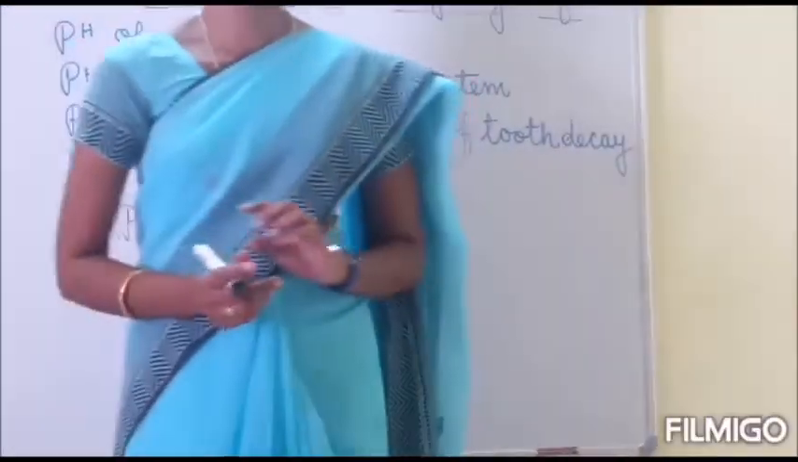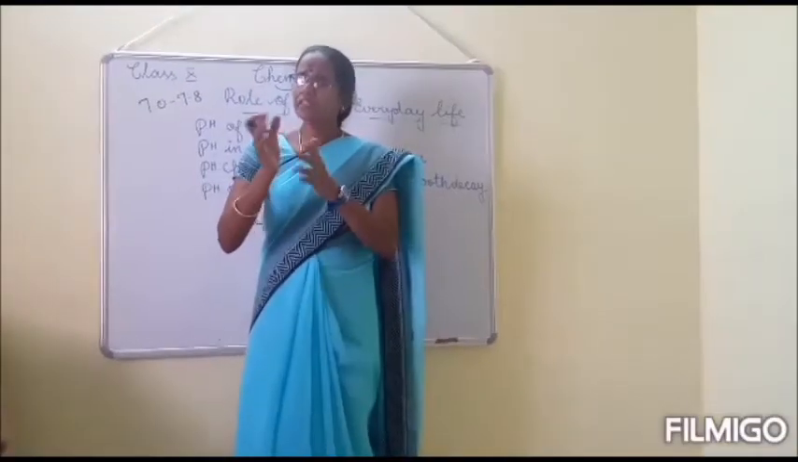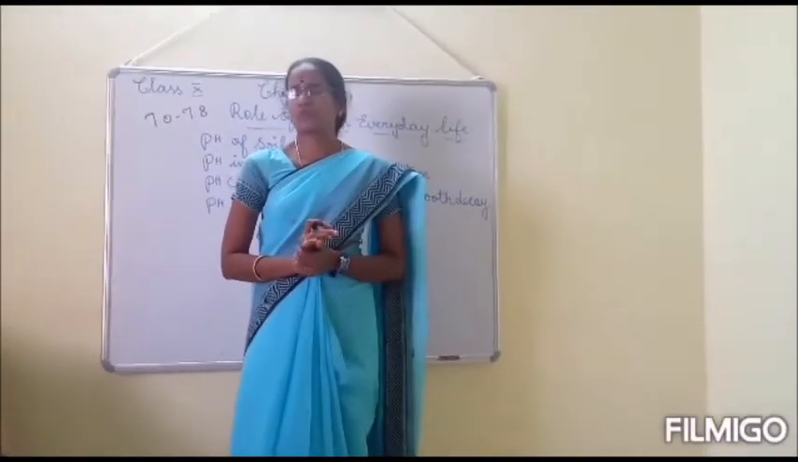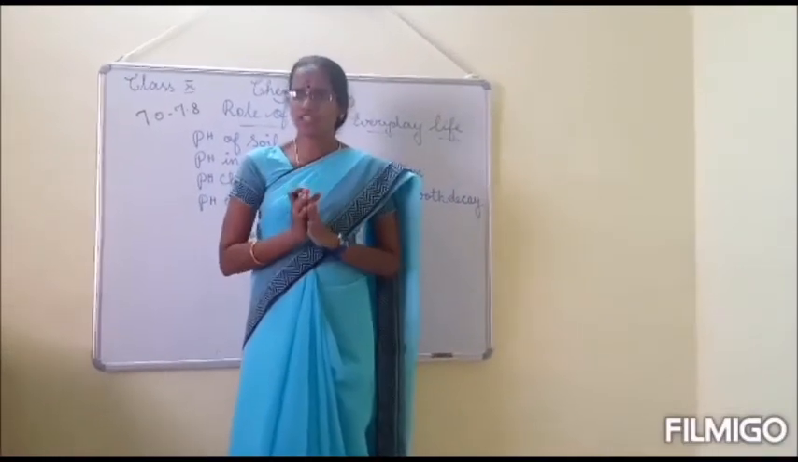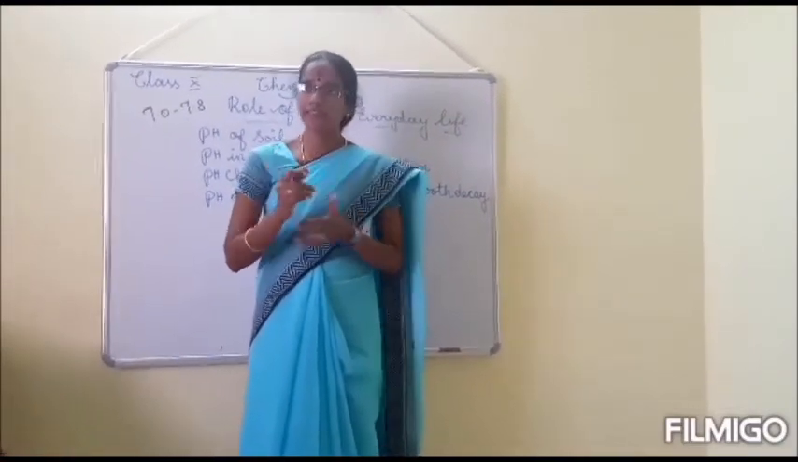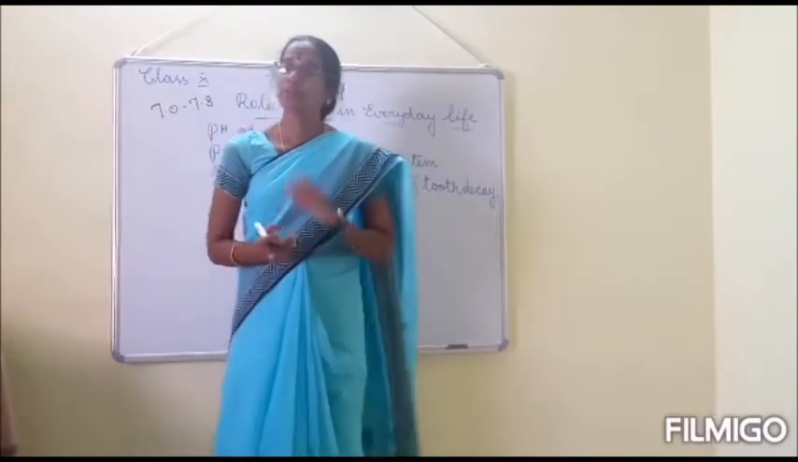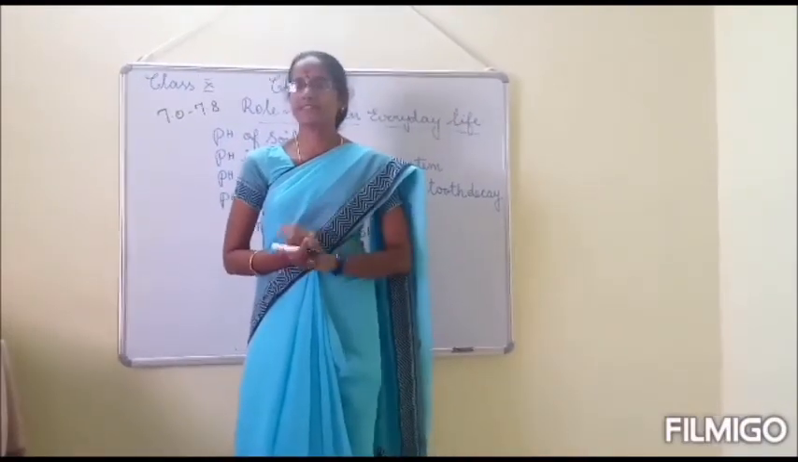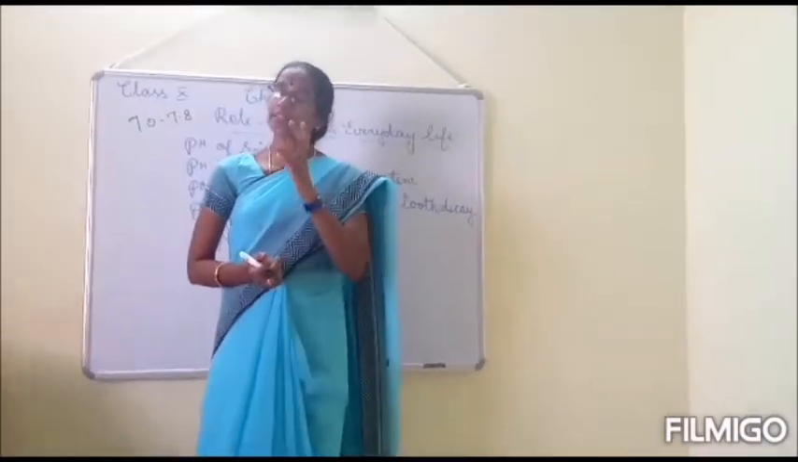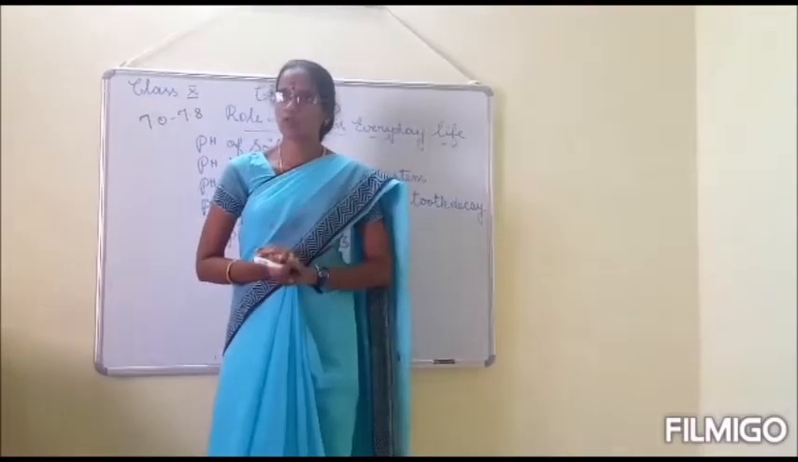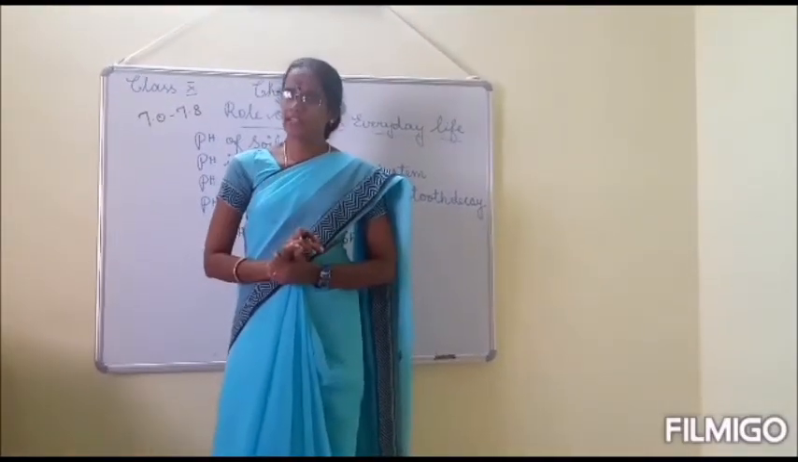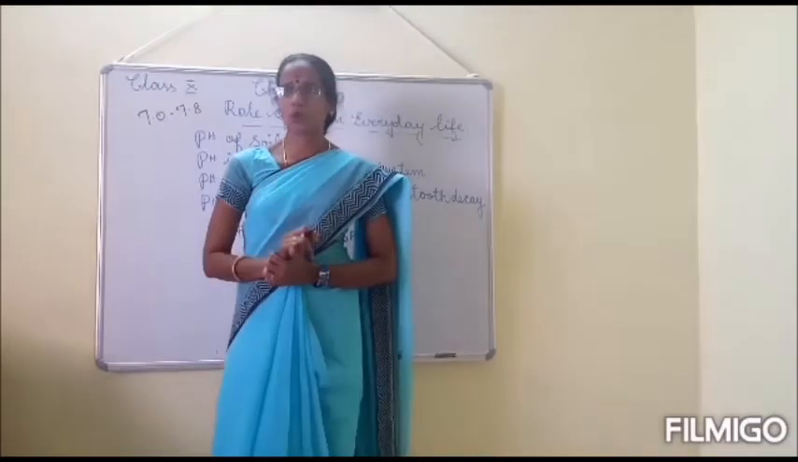Living organisms can survive within a narrow pH range. Any fluctuation, that is an increase or decrease in this pH range, may lead to diseases. Sometimes it may lead to death also. So the ideal pH of blood is 7.4.